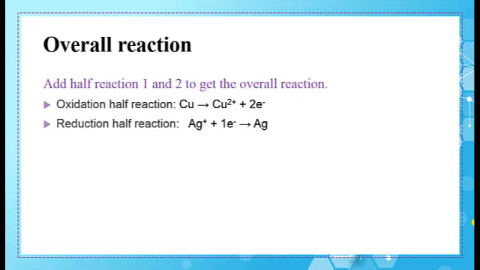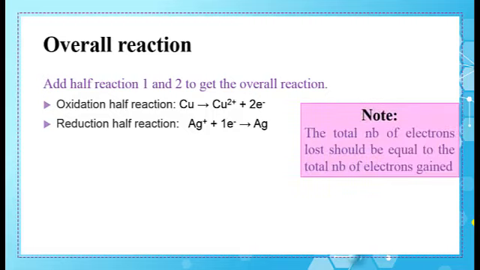Let's look at this example. The oxidation half reaction is Cu gives Cu2+ plus 2 electrons. The reduction half reaction is Ag+ plus 1 electron gives Ag. It is very important to note that the total number of electrons lost should be equal to the total number of electrons gained. Look here, we have 2 electrons, where in the reduction half reaction we have 1 electron. These electrons must be equal. How to make them equal?